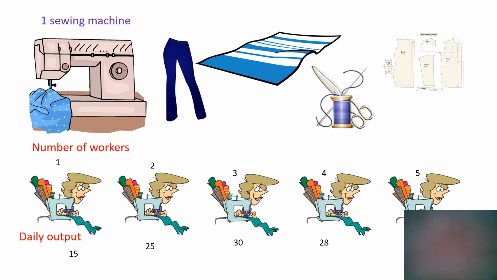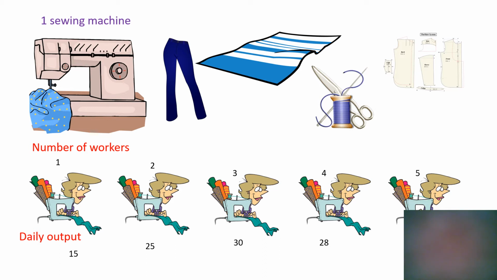And then when we add the second worker, we find that the second worker is able to contribute 25 jeans per day. And when we add the third worker, the third worker is able to contribute 30 jeans per day. We might say, well, why is production going up for each worker? Well, it's because of specialization.